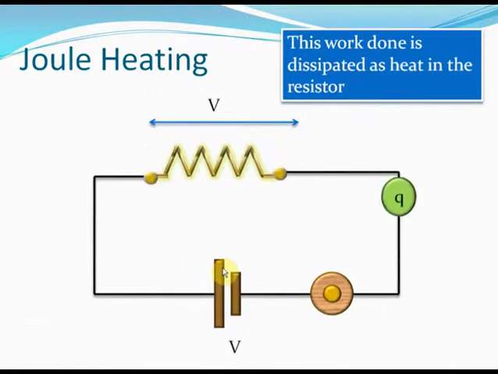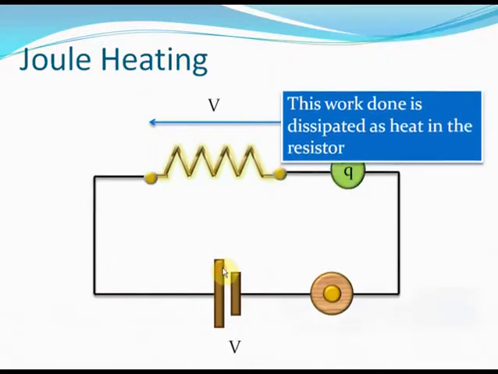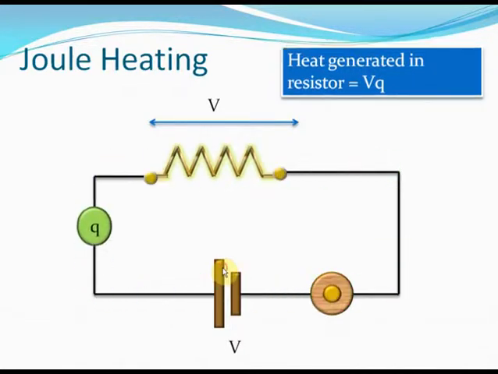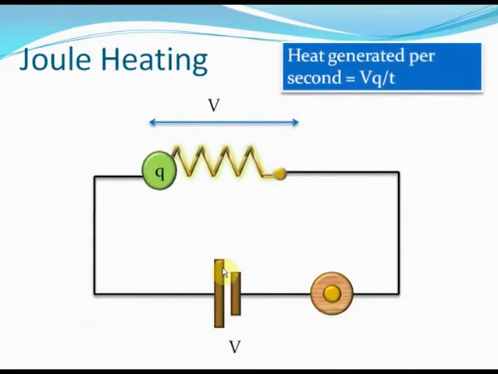Understood? So basically the battery is doing work in moving the charge from one end of the resistor to the other, and this energy is being converted into heat. So you can say that the heat generated in the resistor is V into Q. Now if this charge Q takes time t to pass through the resistor, the heat generated per second will clearly be VQ divided by t, isn't it? Because VQ is the net heat generated, the heat generated per second will be VQ divided by t.